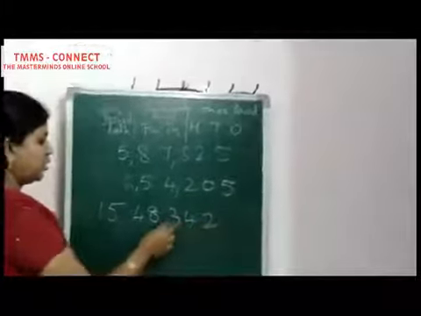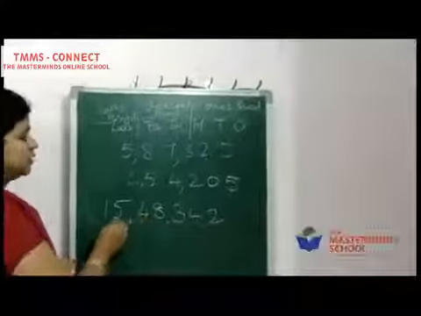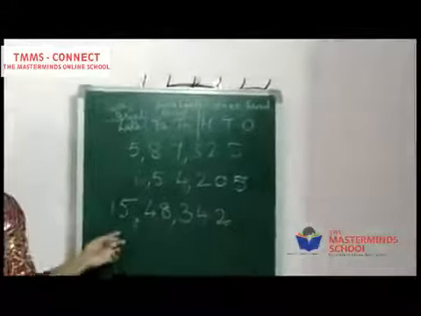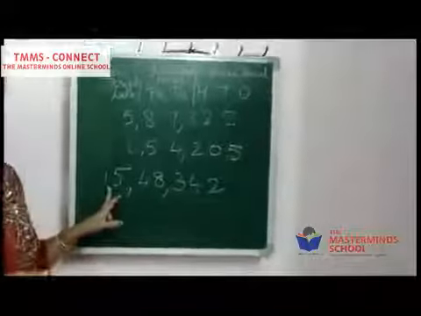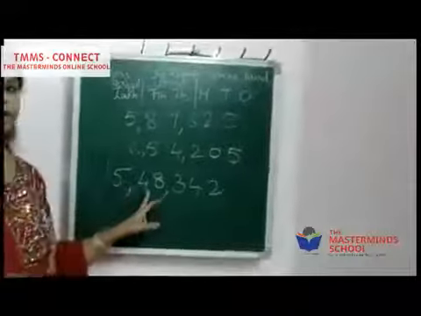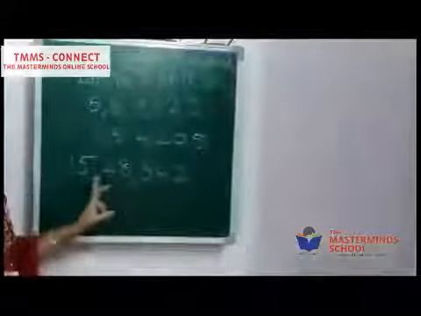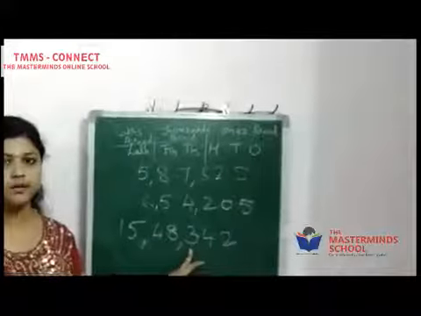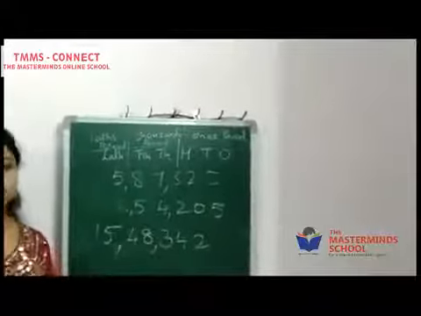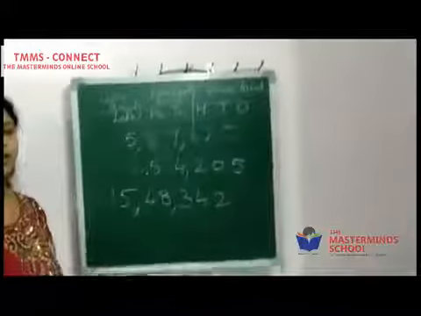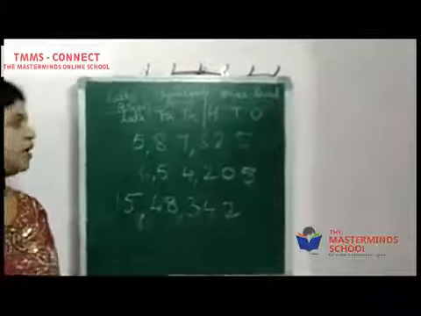Now let us see one more number. Ones, tens, hundred, comma, 1,000, 10,000. Now this is under your lakhs period. So we write this as 15 lakhs 48,342. 15 lakhs 48,352. Okay, so these are the numbers and the number names, showing how we read and write a number.